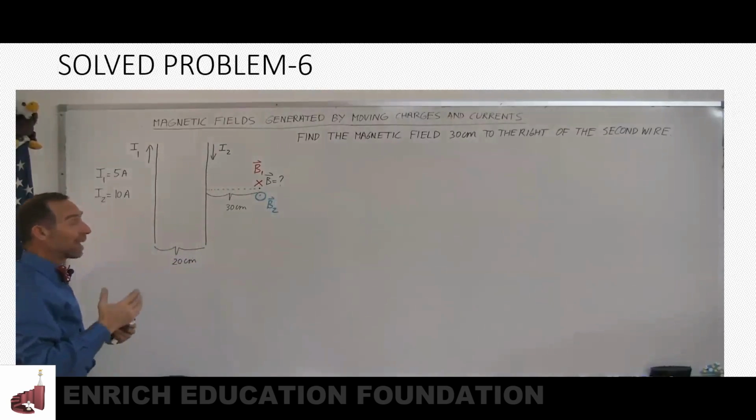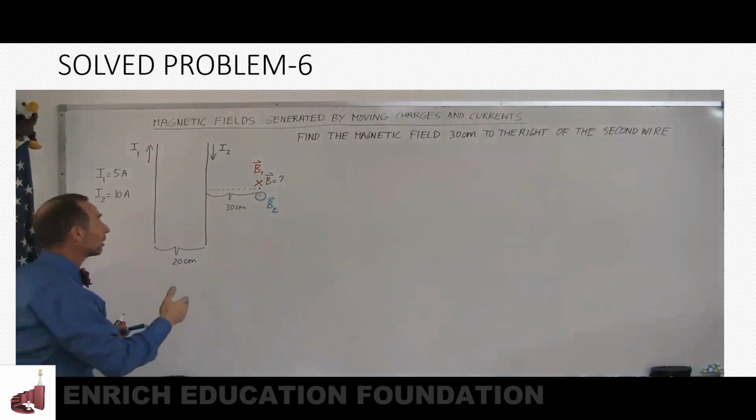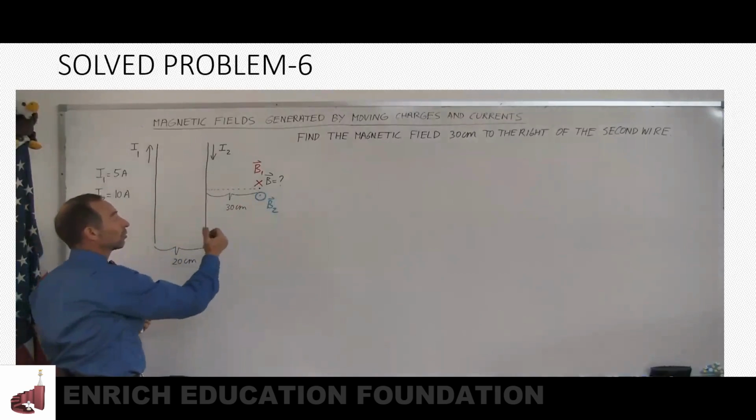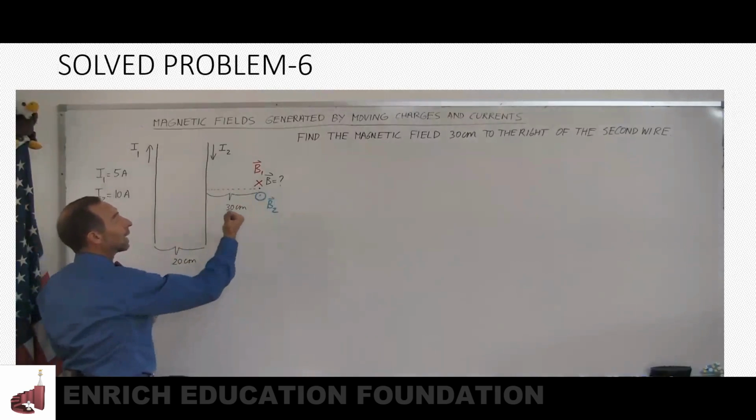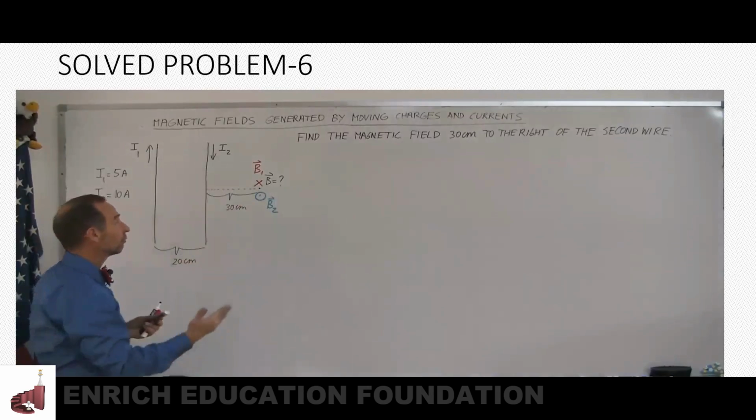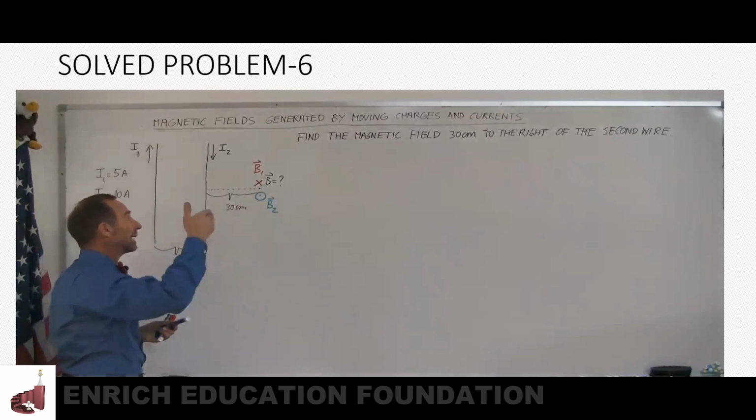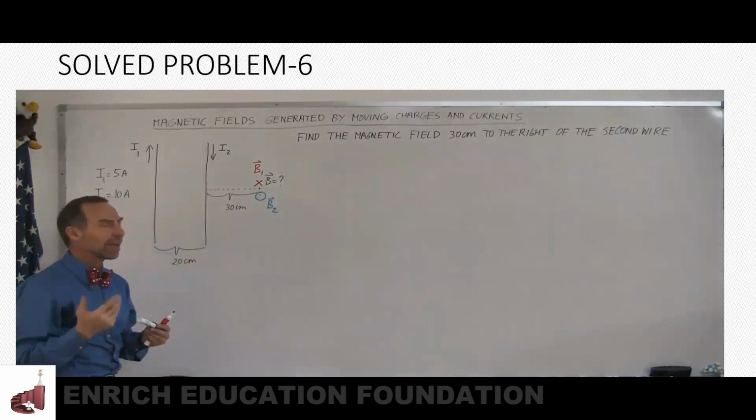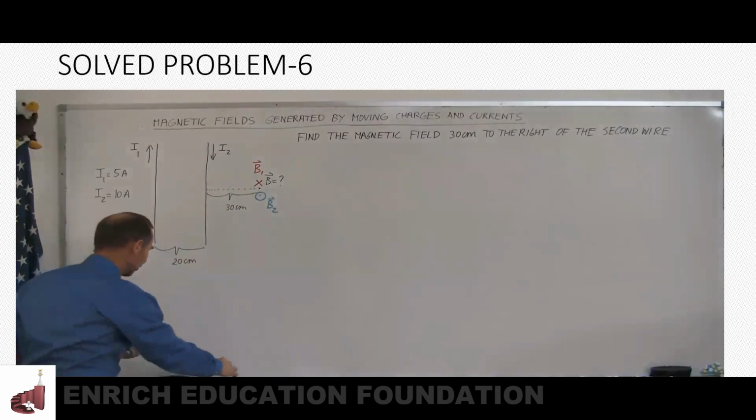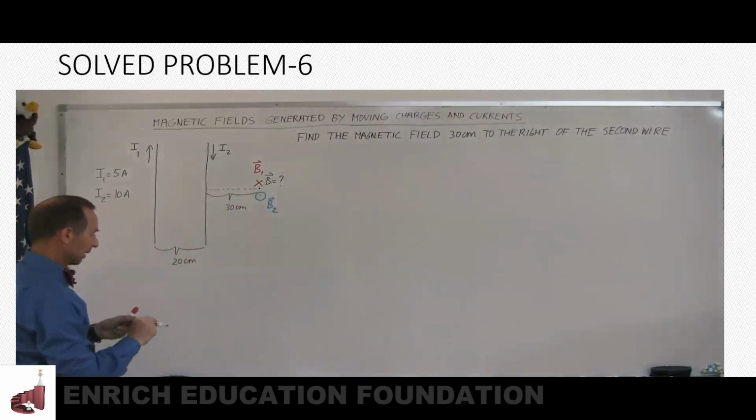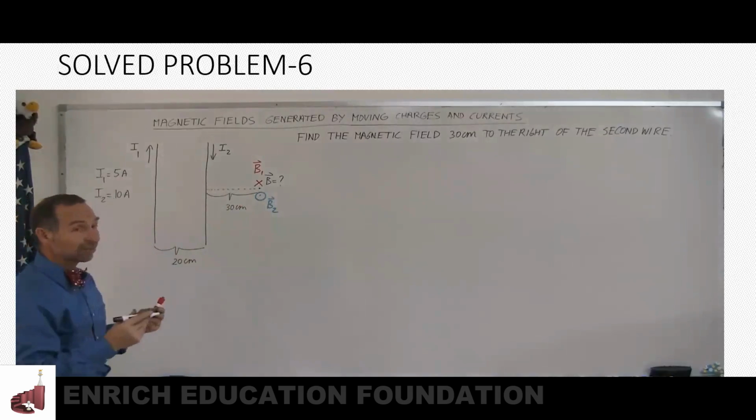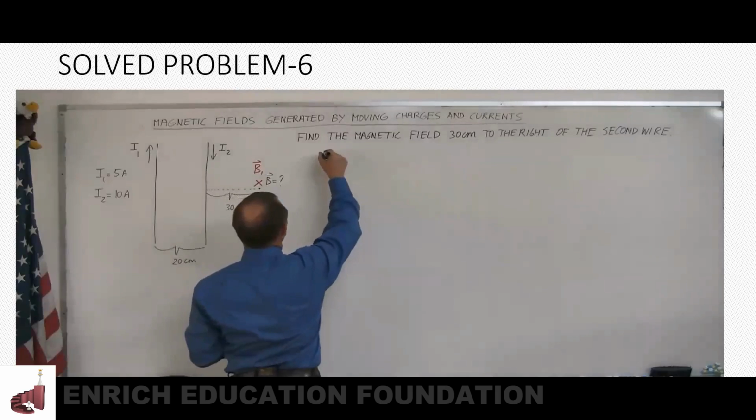Now, if the magnitude of B2 is larger than the magnitude of B1, then of course the net magnetic field will be out of the board. If the magnitude of B1 is larger than the magnitude of B2, then the net magnetic field will be into the board. So let's find the magnitude of each of the magnetic fields to figure out what the net magnetic field will be. So the next step is to find the magnitude of each wire.